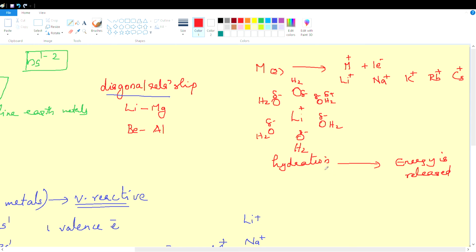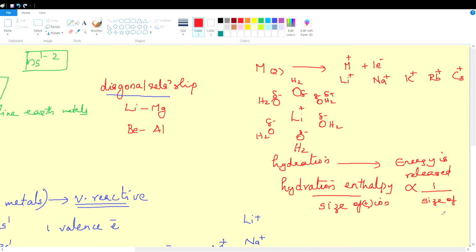That means hydration stabilizes the ion. The amount of energy released during hydration is called hydration enthalpy. What is hydration enthalpy, children? It is the amount of energy released when an ion is hydrated. During hydration, energy is always released. Hydration enthalpy depends on the size of the positive ion: the smaller the ion, the greater the hydration. That is, hydration enthalpy varies inversely with the size of the ion.